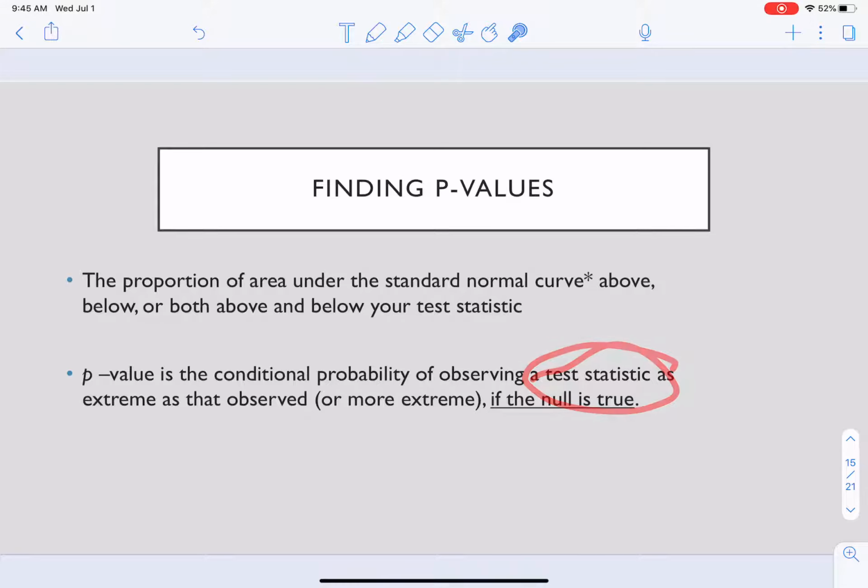Because they both represent the same thing, right? The test statistic represents the data. Our data can be represented as a test statistic, right? So the p-value is the probability of observing our data if the null hypothesis is true. Okay, sort of out there, sort of an abstract idea.